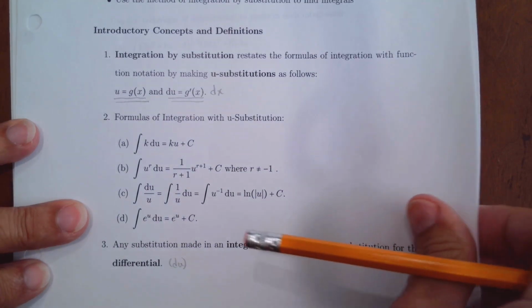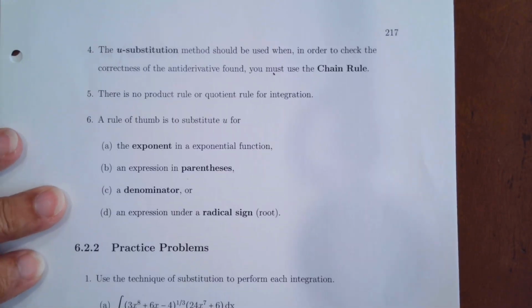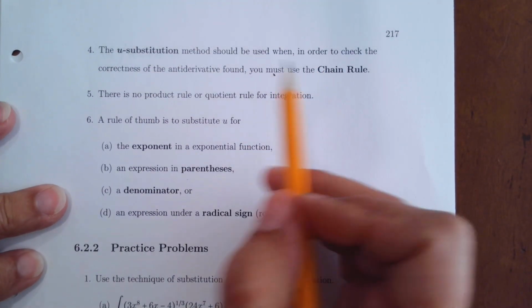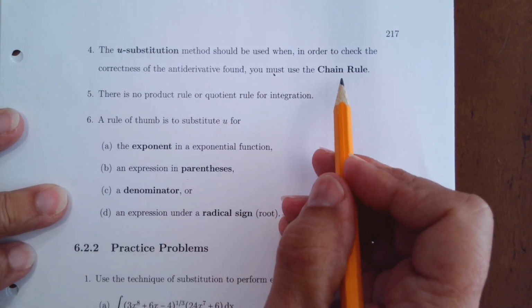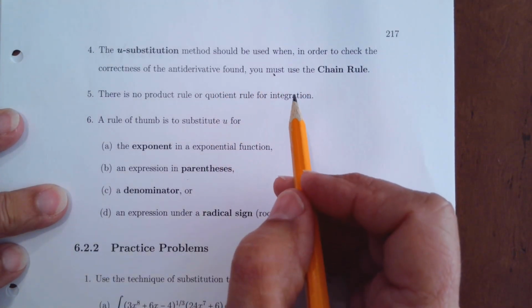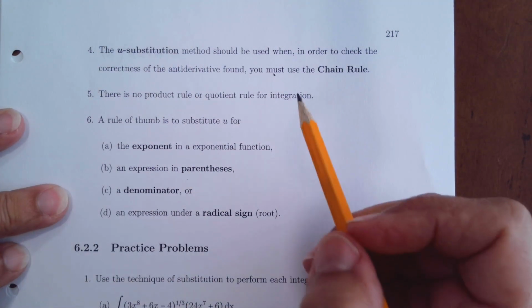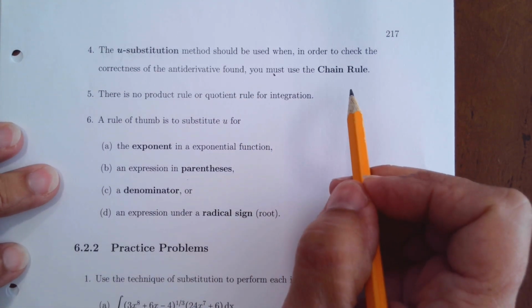All right. So number 4 says the U substitution method should be used when, in order to check the correctness of an antiderivative found, you must use the chain rule. So you'll see that as we go through today. Once we get our integral done, we'll see that in order to find it, we have to use the chain rule.